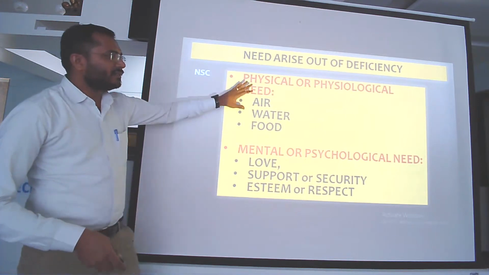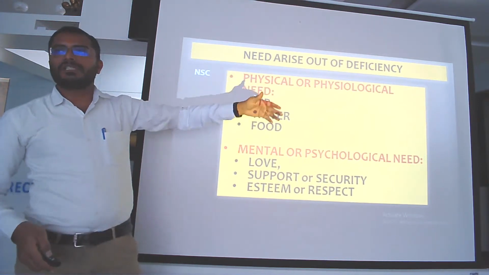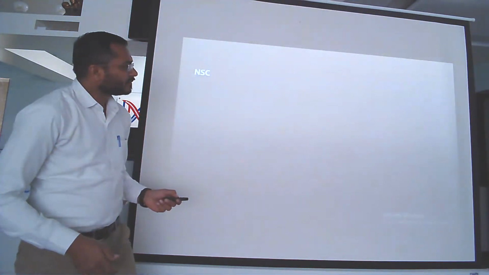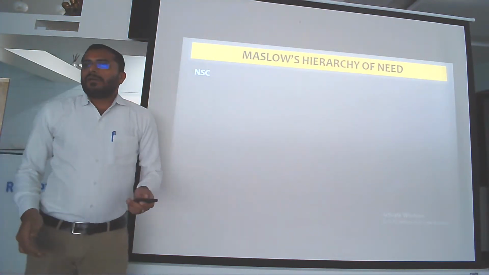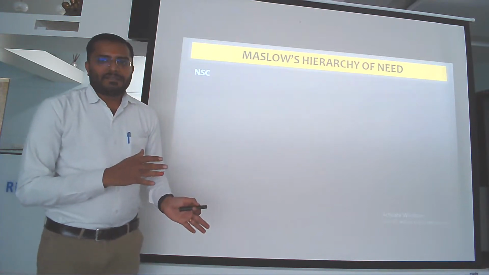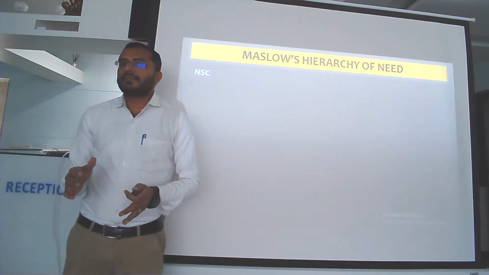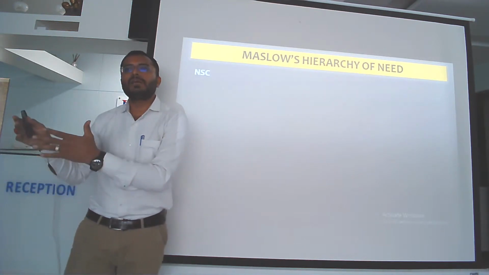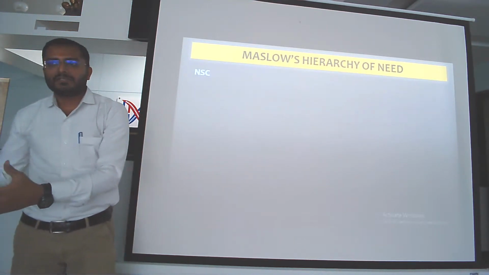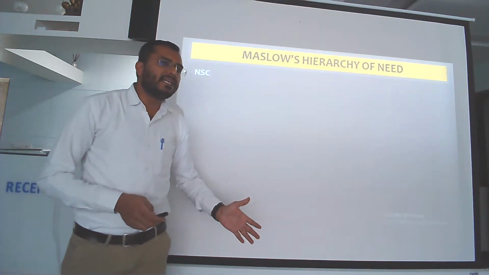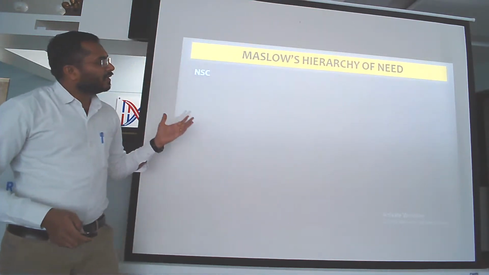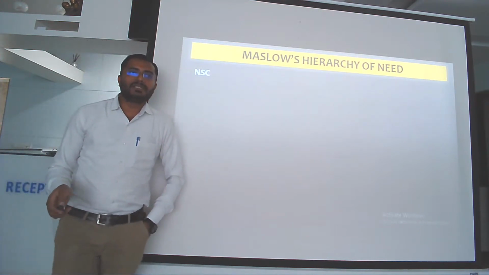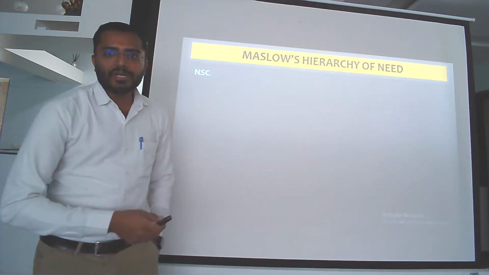Remember, this chart will come again in the next slide, because I am going to share this process with you. To understand this need, see what sir has given us: we have to correlate the science with our philosophical understanding. To understand this basic need, sir has given Maslow's hierarchy of needs, and from that we have to understand why this happens.